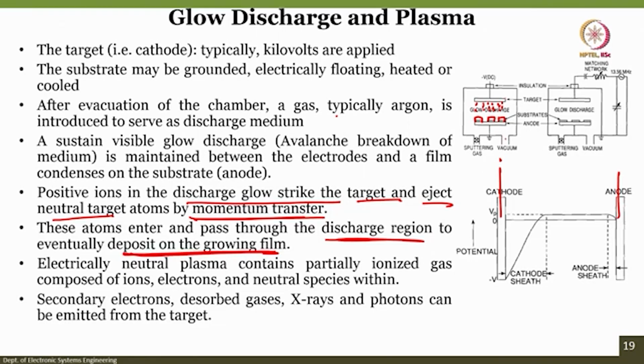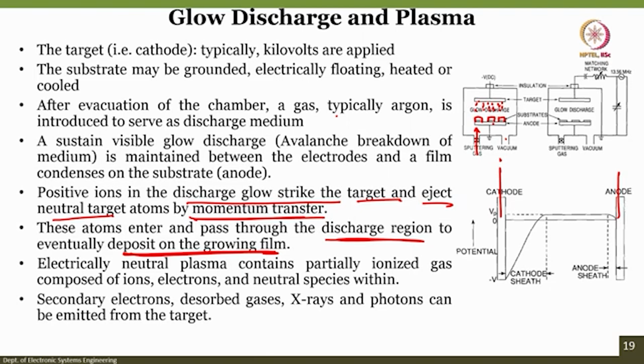Again, when you have vacuum and you allow the argon to flow, and you apply a very high voltage, there is a glow discharge, the argon ions will bombard the target, and the neutral atoms from the target are dislodged and they form a thin film on the substrate, which is a silicon wafer. The next thing is the electrically neutral plasma contains partially ionized gas composed of ions, electrons and neutral species. Also very important is when these ions strike the target material, the secondary electrons, dissolved gases, X-rays and photons can be emitted from the target.